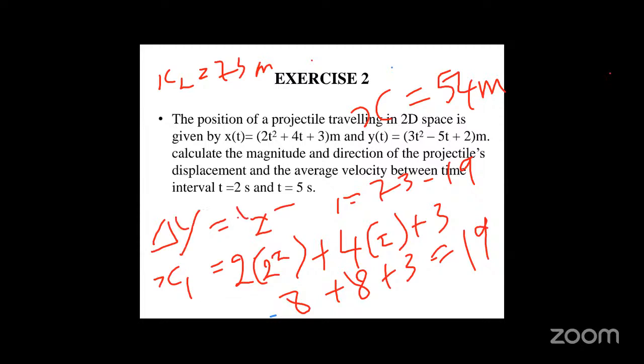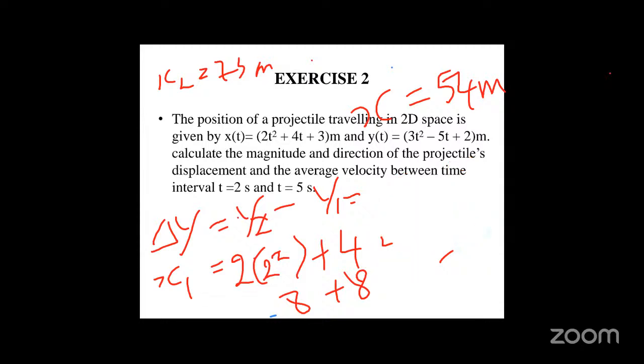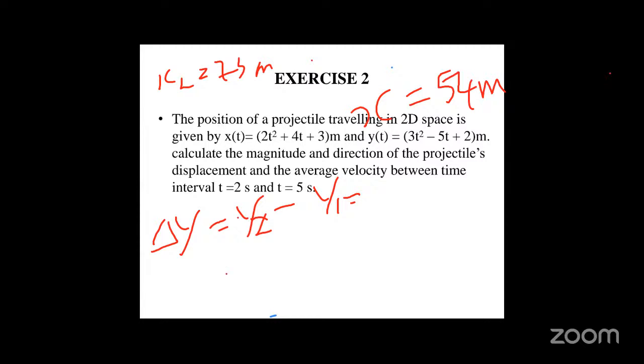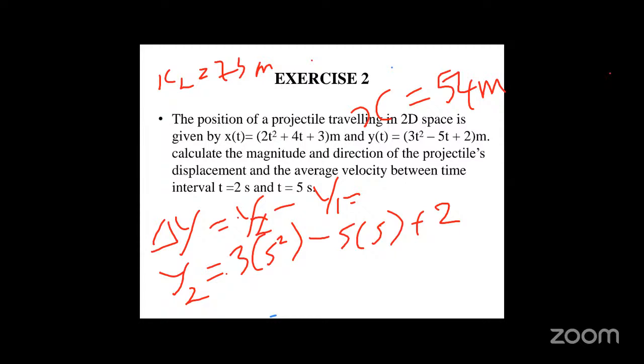So displacement of y. What is y2? y2 will be equal to 3 of 5 squared minus 5 of 5 plus 2. 5 squared is 25. 25 times 3 is 75. 75 minus 25 plus 2. So that is 52 meters.